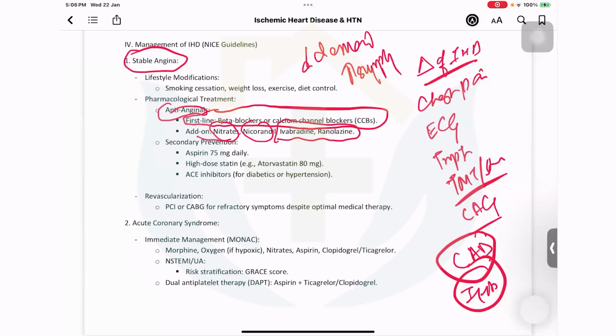If the patient has already suffered an MI and is having post-MI stable angina, then that means you will need to give them aspirin also. That is called secondary prevention. Primary prevention is that you don't let the MI happen.